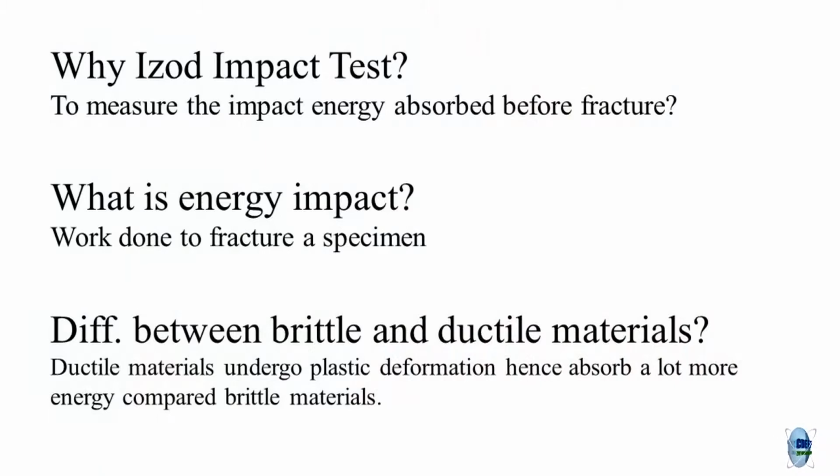Why the Izod impact test? It was to measure the impact energy absorbed before a fracture. What is impact energy? That is the work done to fracture a specimen. Now we'll be looking at two major types of specimens, brittle and ductile. So what difference will we majorly observe? A ductile material can undergo plastic deformation, hence it can absorb a lot more energy before it actually fractures. Since brittle materials have a very small ductile region, we may not see this.